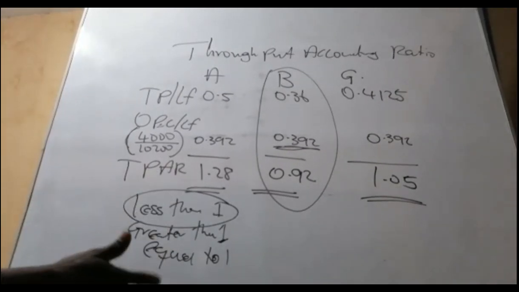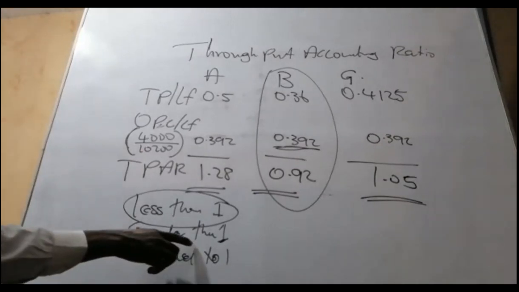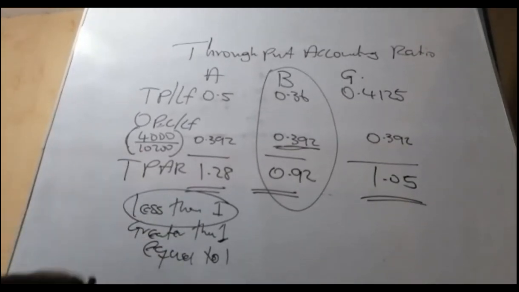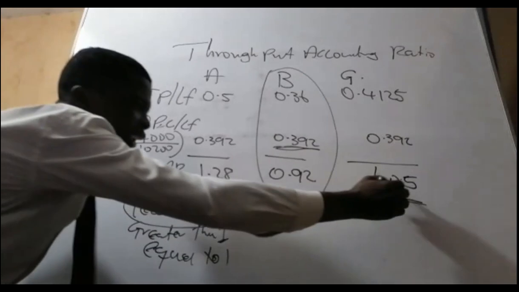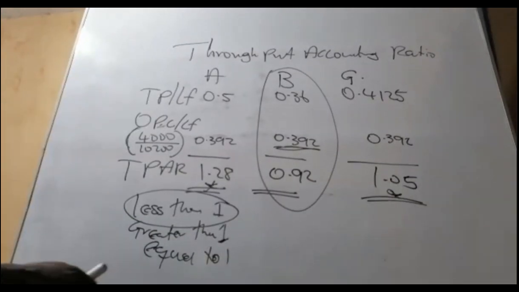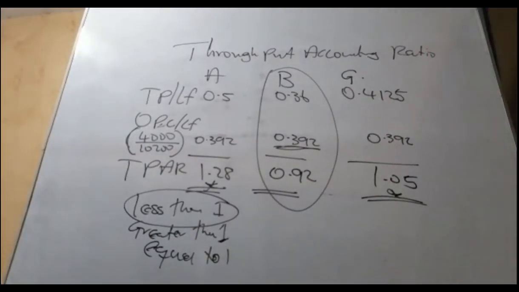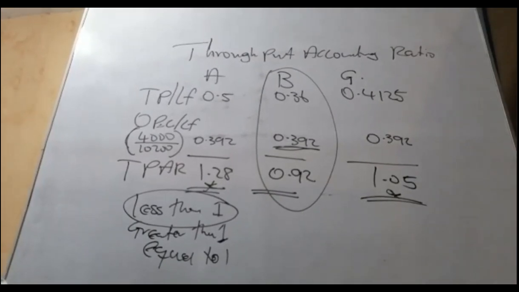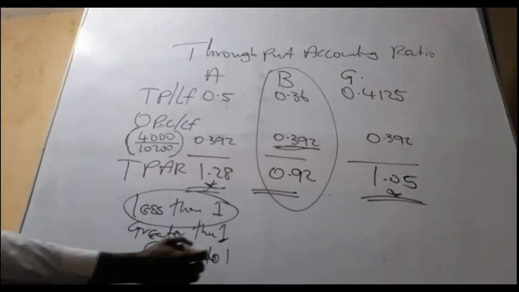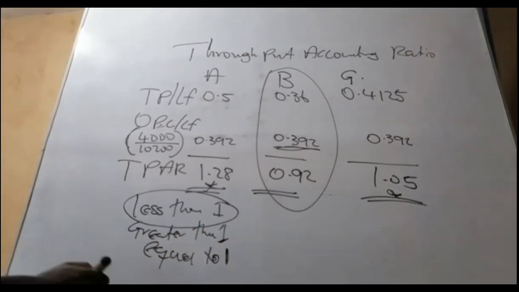Now, greater than 1. Which of these are greater than 1? This one and this one, right? Great. Greater than 1 means the return is more than the operating cost, and hence the product is profitable. If it is equal to 1, that means the return and the operating costs are the same. That's the break-even section, right? Then you are done. So that is the interpretation.